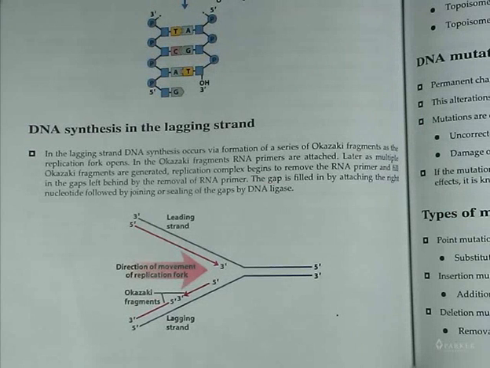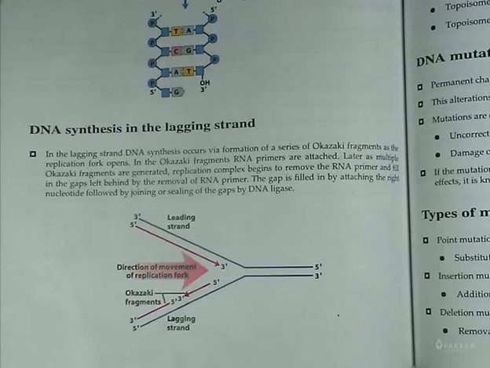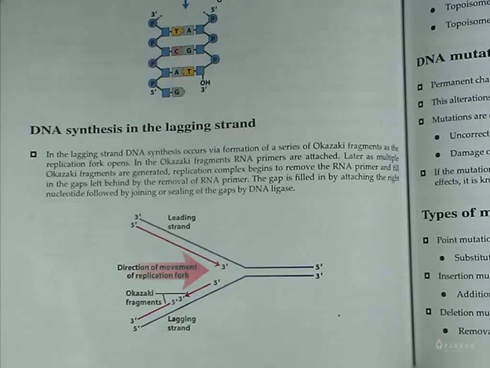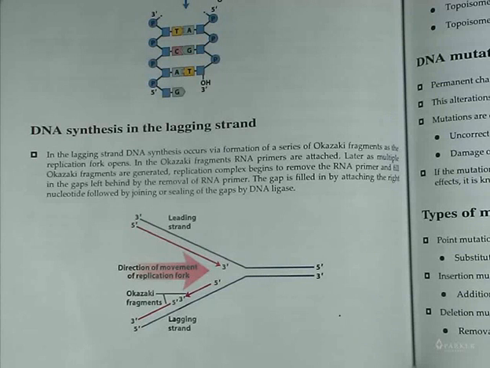In the fragments, RNA primers are attached, and then eventually they remove the primers and fill in the gaps. The gap is filled in by attaching the right nucleotide based on the lagging strand, and DNA ligase seals the gaps. So DNA ligase is, I guess, the tailor who fixes everything up at the end.